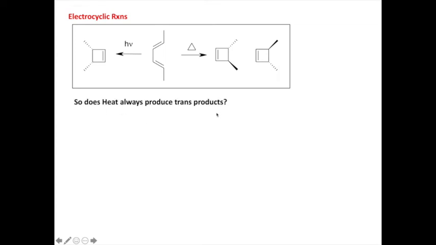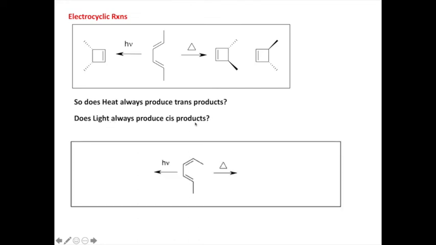So does heat always produce trans? Does light always produce cis? No. For instance, see how this alkene here is trans and that alkene is trans. What if I have the bottom one still trans and the upper one cis? That's going to change it. Now light is going to give me the trans products, and heat's going to give me the cis. So switching one of those switches the result. Heat gave me trans, and now heat gave me cis.